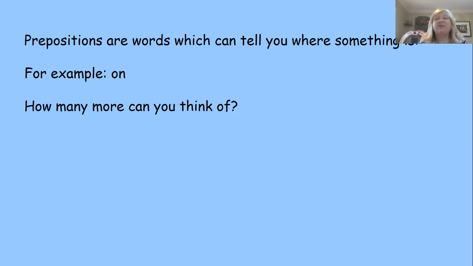Prepositions are words which tell you where something is. They also tell you when something is, and for how long. But today we are focusing on the positions of things, where they are, okay? So the example I've given, a nice simple one, is on. The cat sat on the mat, the preposition is on.